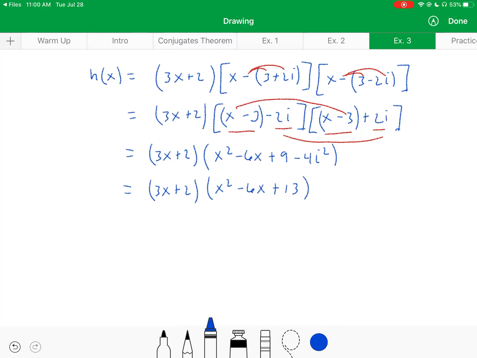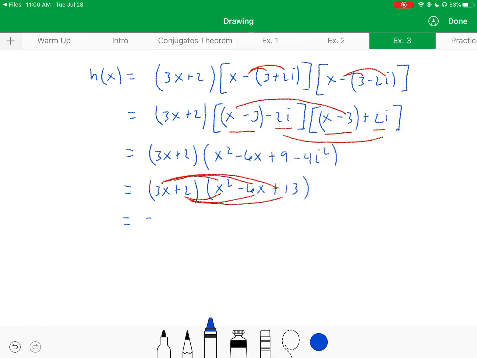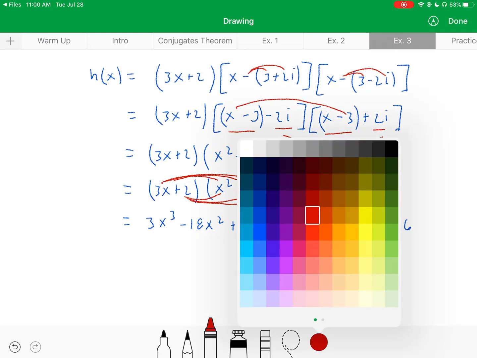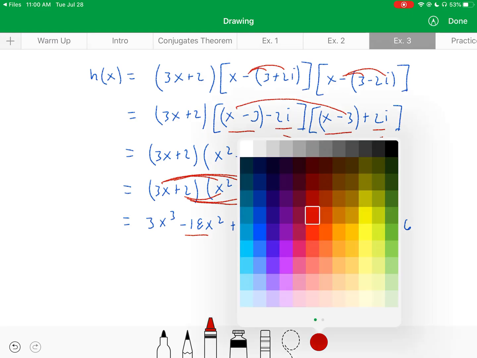You now have a binomial times a trinomial, and you're just going to use the distributive property a total of 6 times. 1, 2, 3, 4, 5, 6. All right, so that's going to lead you to 3x cubed minus 18x squared plus 39x plus 2x squared minus 12x plus 26. And then combine your like terms. So negative 18x squared combines with 2x squared. 39x will combine with negative 12x.